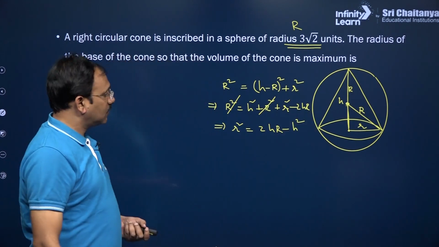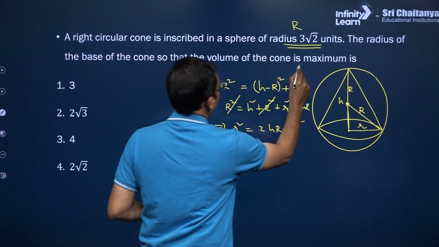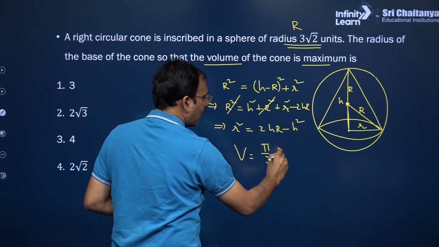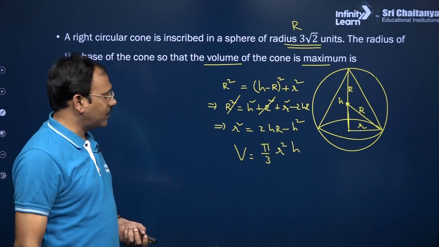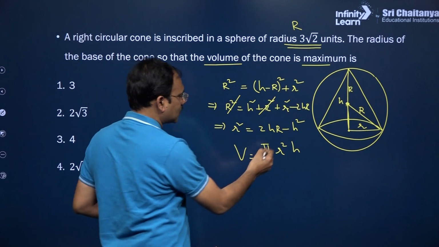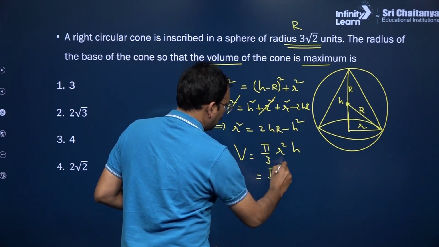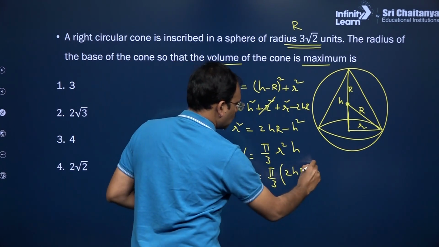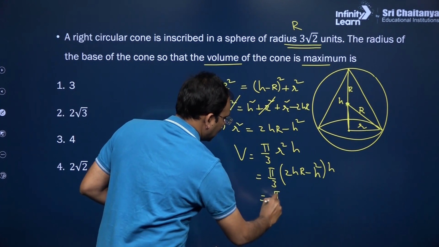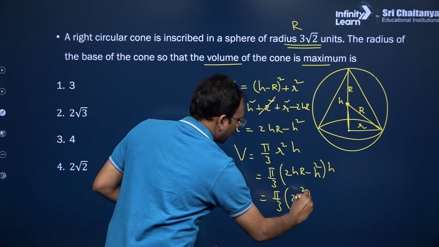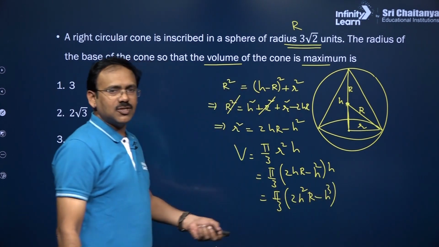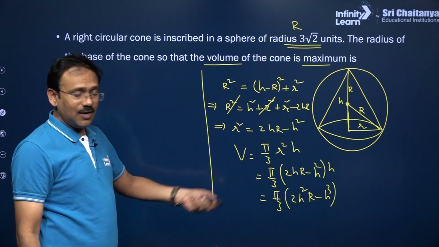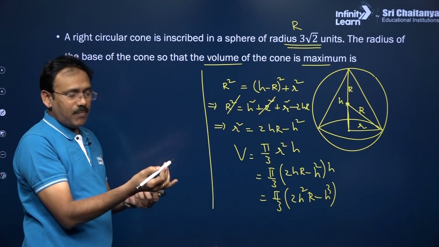You know why, friends? Because I want to maximize the volume of the cone. Volume of the cone is 1/3 pi r square h, where h is the vertical height. So, it is easy to write r square in terms of h: pi by 3 into r square, you can write 2hr minus h square into h. So, why don't you treat it like pi by 3 into (2h square r minus h cube). This is the function in h. You know, h is a variable. So, for minimum or maximum, let us take the derivative of this, and the derivative should be made equal to 0.